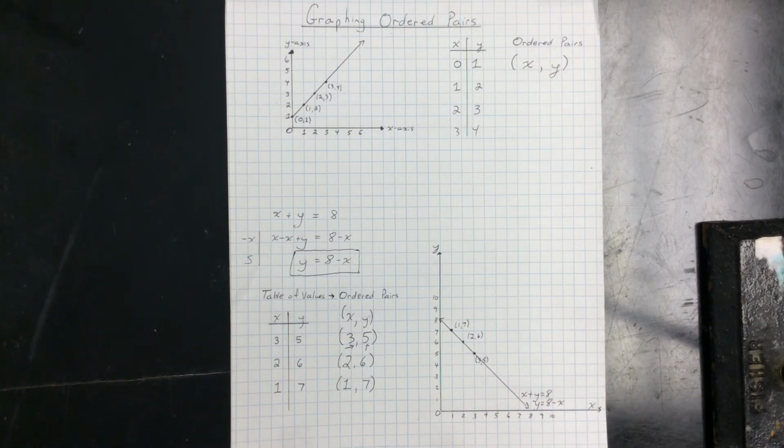So in each of these cases, we found our ordered pairs from our table of values. Our table of values we filled in using our equation. We were able to graph those out, and for these first graphs that we're going to do, we're going to expect that they're going to be a straight line.